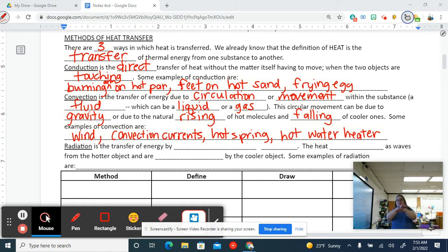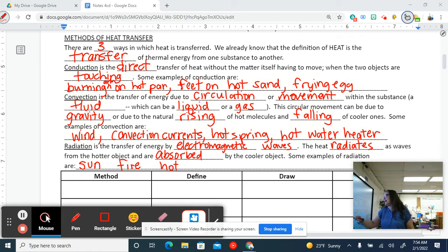And then radiation is the transfer of energy through electromagnetic waves. Literally, you can feel the heat baking off of something, when you can feel the heat coming off of the sidewalk without touching it, when you can feel the heat coming off of a fire without having to touch the flame. The heat radiates as waves from the hotter object and is absorbed by the cooler object. So the sun radiates heat to us. A fire radiates heat to us.